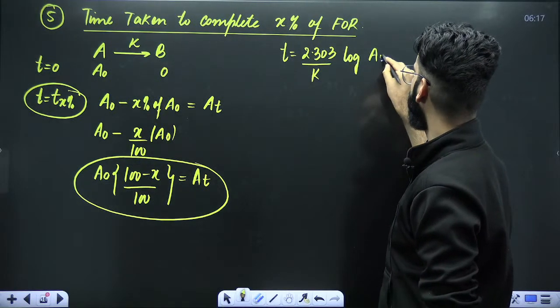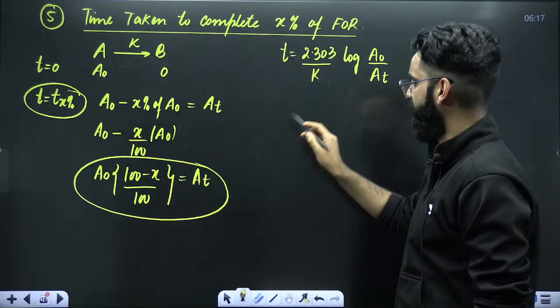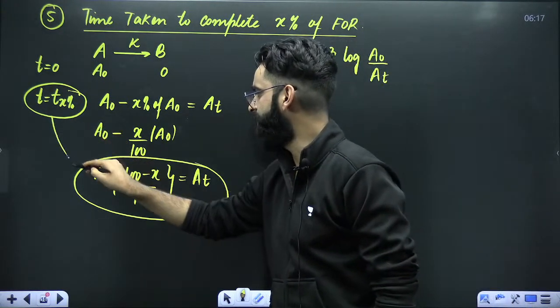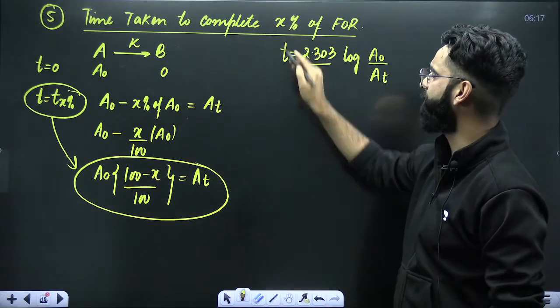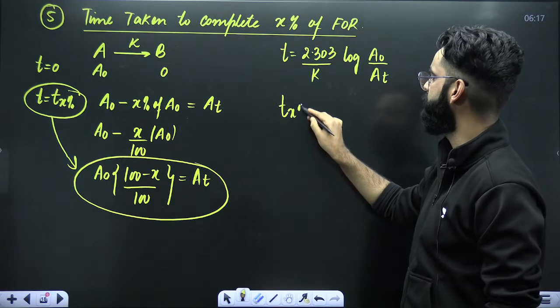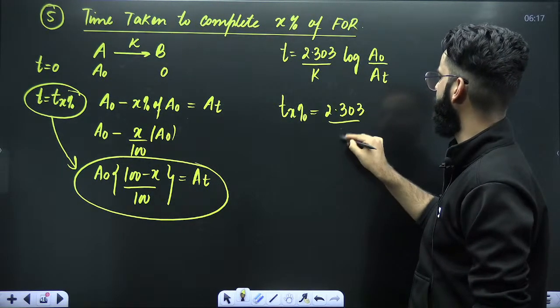It is the log of A0 divided by AT. Correct? So if I use this particular condition in this expression, then instead of T, I'll be writing Tx%. So time taken to complete X% of the reaction is equal to 2.303 divided by K.